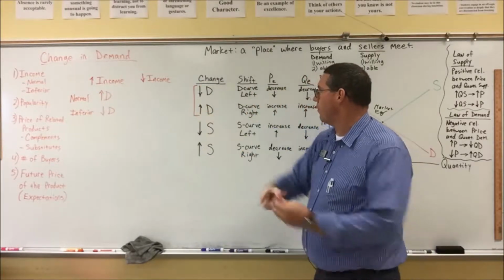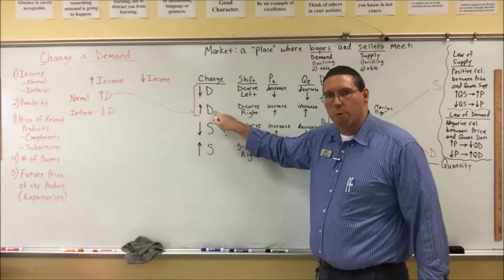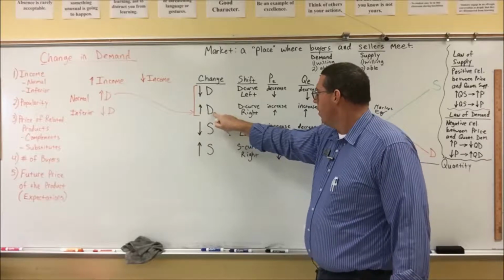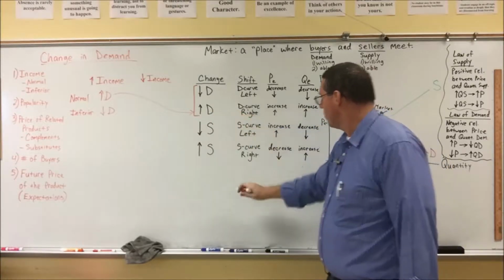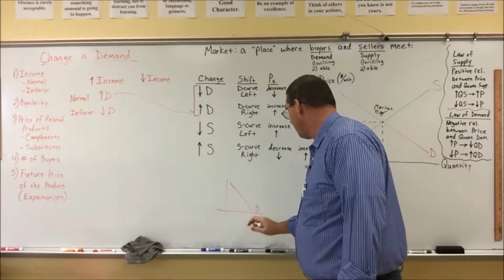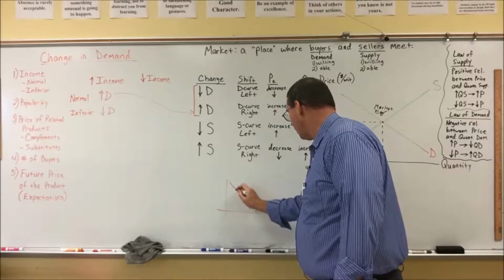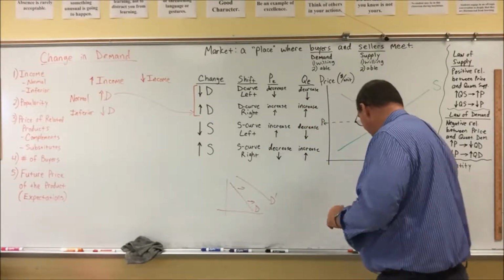So that's going to bring us right over here. Then, when demand for the normal good increases, the demand curve for the normal good will shift to the right. So that's going to look like this. Okay, there's the demand curve, right? It's going to shift to the right. So it's going to move over to the right. We're going to call that D prime.